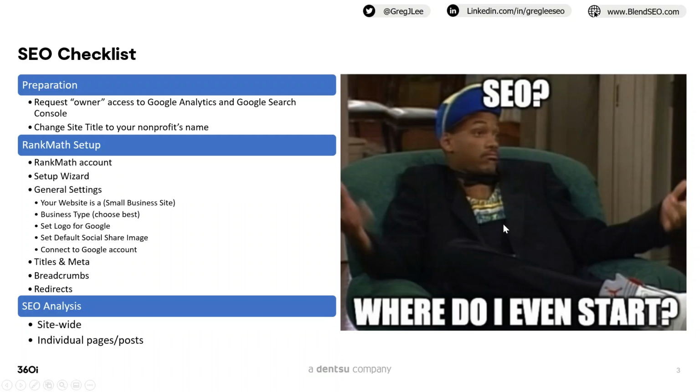To start things out, the SEO checklist. Before starting, I've got some preparation items for you. Request owner access to the nonprofit's Google Analytics and Search Console. Change your site title to the nonprofit's name. Then the Rank Math items. And finally, some SEO analysis, also using Rank Math.